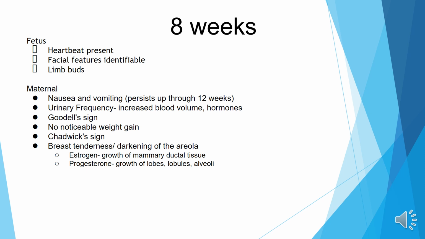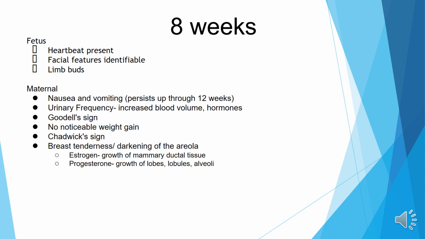Maternal signs and symptoms: this is when they're potentially going to have that nausea and vomiting. This usually persists up through 12 weeks, potentially getting better in the second trimester after 14 weeks, but not always. Sometimes people are just pukers and they have nausea and vomiting throughout their whole pregnancy. Urinary frequency usually is caused by hormones. Also, they're building up their blood volume, so they can also have some urinary frequency related to that early in pregnancy. Goodell sign is what we covered before, and that is the softening of the cervix.